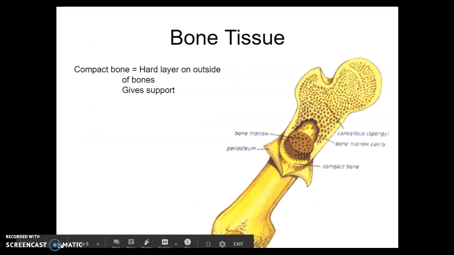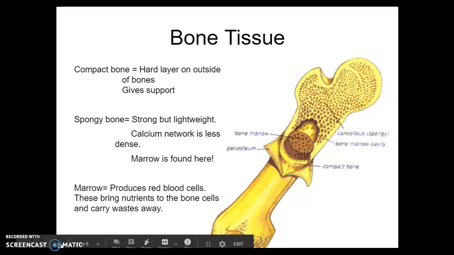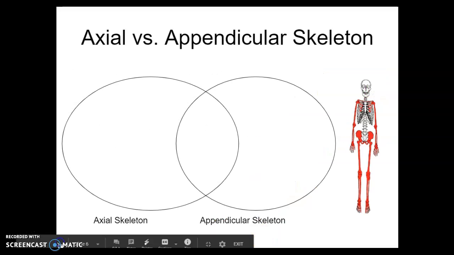Bone tissue is hard on the outside. So when you think of a bone, you're thinking about that compact bone on the outside. When you look inside, it's spongier, and that's where your bone marrow is found, particularly in those long bones. And in that bone marrow, that's where red blood cells are produced. So you can see a connection between your circulatory system, which sends blood cells across your body, and the skeletal system, which is where those red blood cells are made.